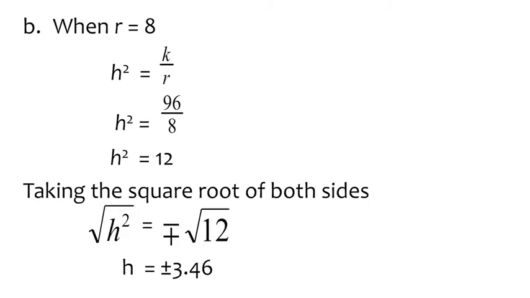Substituting the value of k, which is 96, and the value of r, which is 8, in the given equation, then we have h squared equals 96 over 8. 96 divided by 8 is 12. Then h squared equals 12.